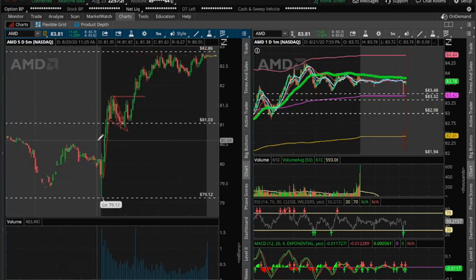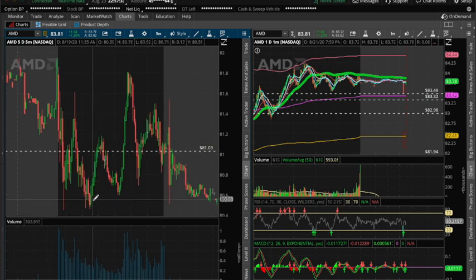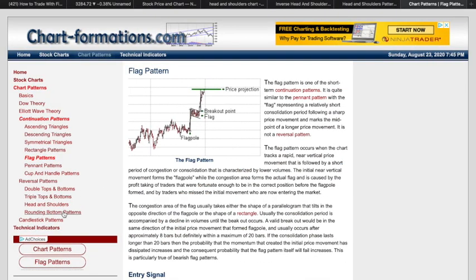The second pattern is called a double bottom. So with this one, I'm not gonna draw a whole price thing. I'm gonna draw one with the trend line. All right, so let me pull it up for you guys right quick. Reversal, double tops and bottoms.